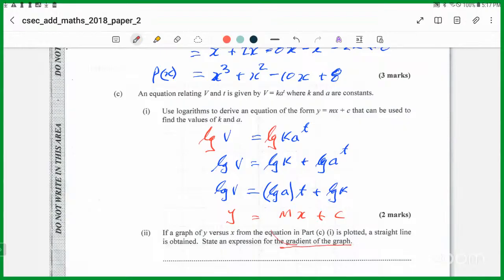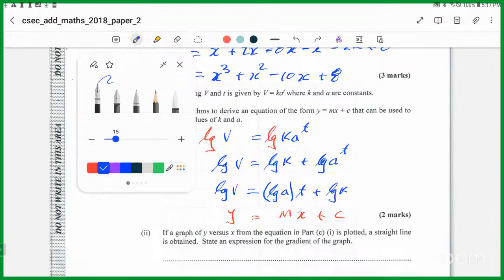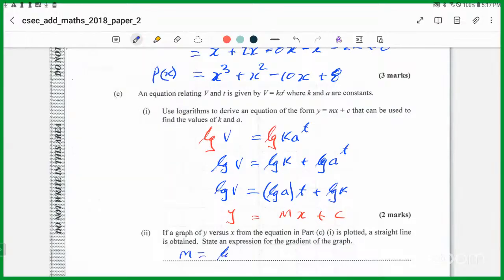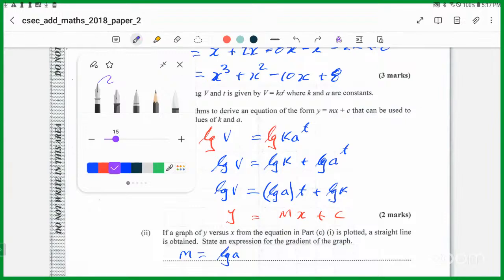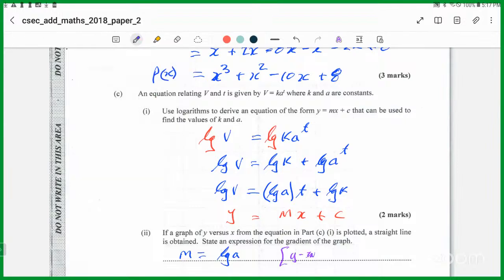Expression for the gradient is the log of a. So the gradient would be m equals the log of a. That's the expression for the gradient. If you wanted the y-intercept, let's put it in a bracket. If you wanted the y-intercept, then that would be c equals log of k. It would be c and it would be equal to the log of k if they wanted the y-intercept. So the expression for the gradient is this, and the y-intercept is that.